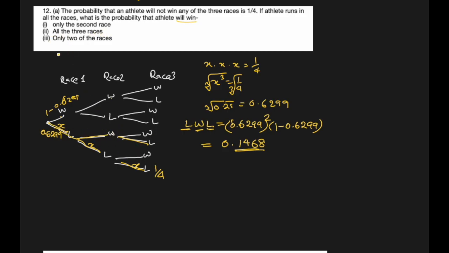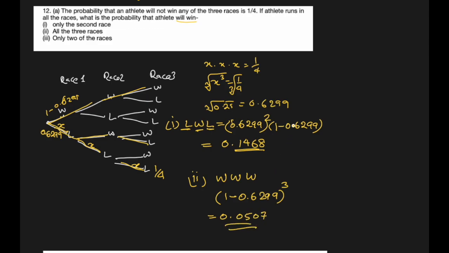Okay, all the three races. That means this is the branch they are talking about, which is win, win, win. So this was part 1. That means 1 minus 0.6299 cube. So 1 minus 0.6299 cube is 0.05069. So let's write 7. This is the answer of part 2.